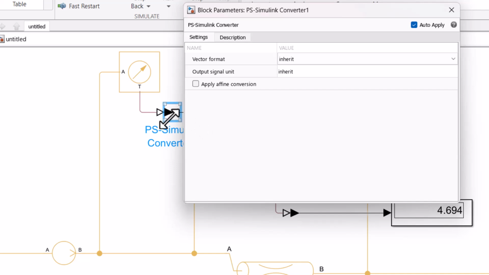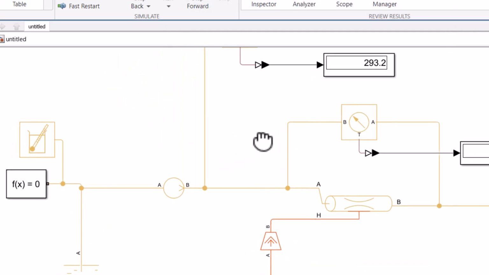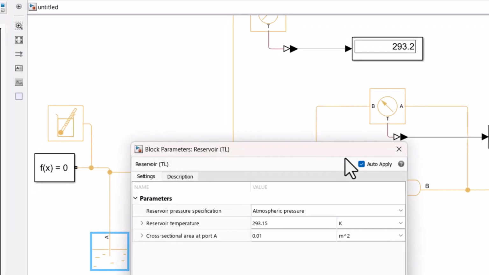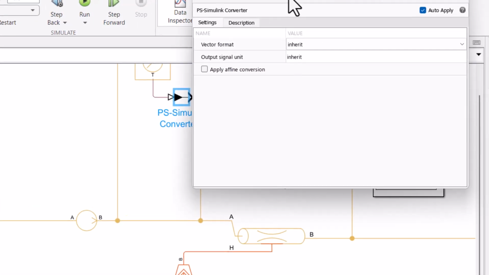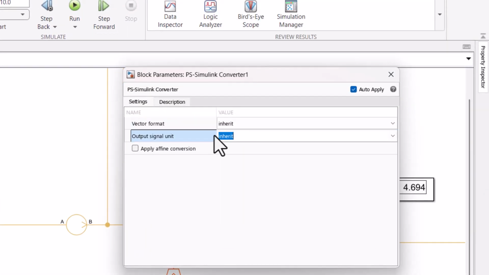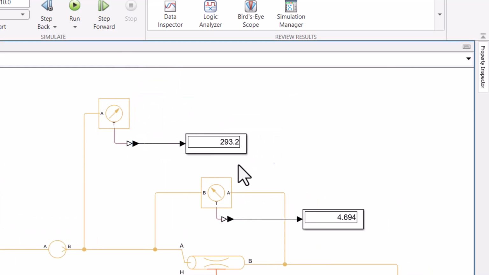Again, I go to the PS Simulink converter, and the symbol for degrees Celsius, if I look at this list, you see that it's deg C. This is the symbol for degrees Celsius. So I double click on the PS Simulink converter and I ask the result in degrees Celsius. Now I run the model again, and to my surprise, the result did not change. Why is that?